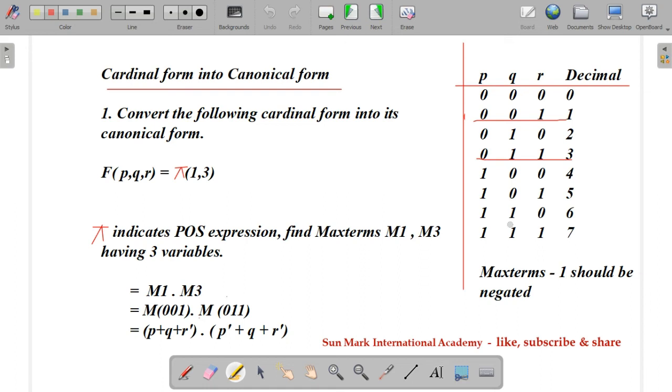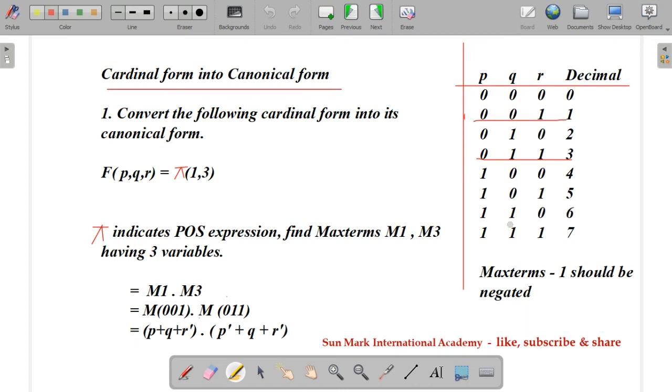How to convert a cardinal form of expression into canonical form of expression. Here is one example: convert the following cardinal form into its canonical form. F of PQR equals pi of 1, 3. In this statement itself we can identify that pi indicates the POS expression, and it has three variables, a function having three variables PQR. So we have to find the max terms, and the designation numbers of the max terms are 1 and 3.